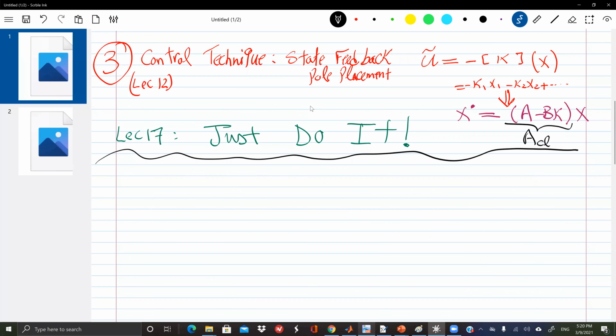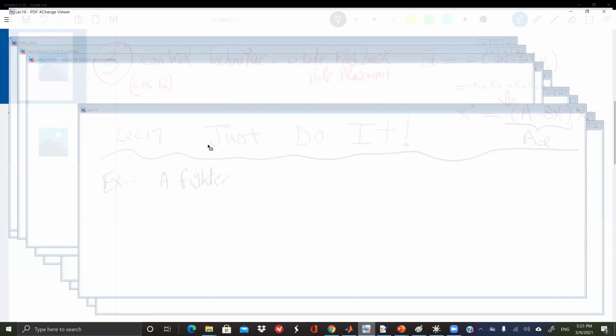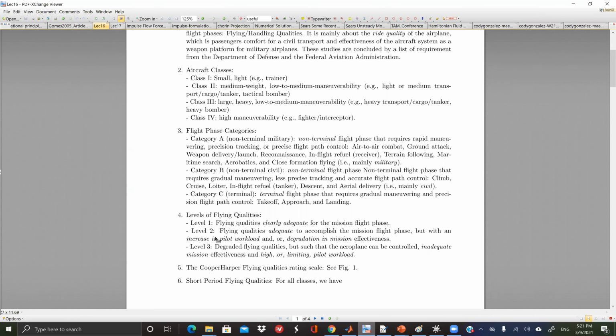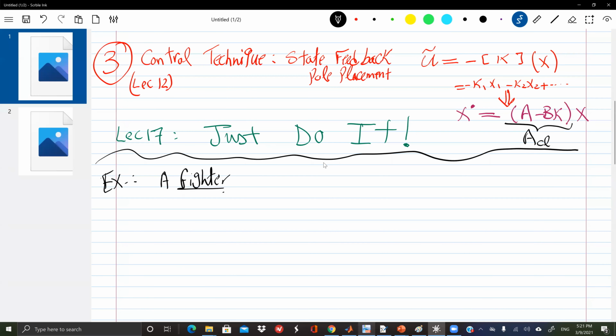Let's have examples. The example that we started last time: we have a fighter aircraft. Now I will not just let this word pass like before. Fighter means something. I go to the classes, and these will be provided in the final. These tables, everything for the flying qualities, will be provided in the final. So you can see here that the fighter airplane is just class 4. This is an important piece of information.